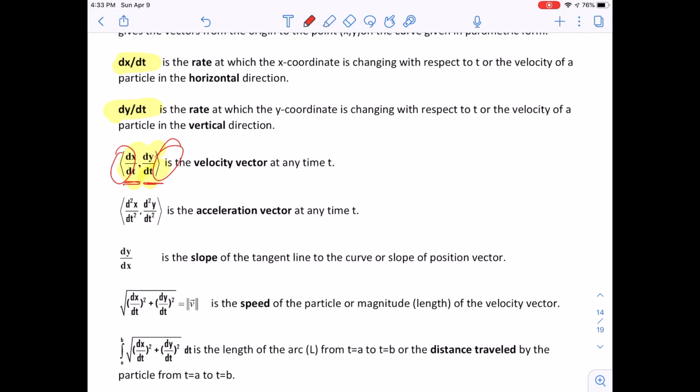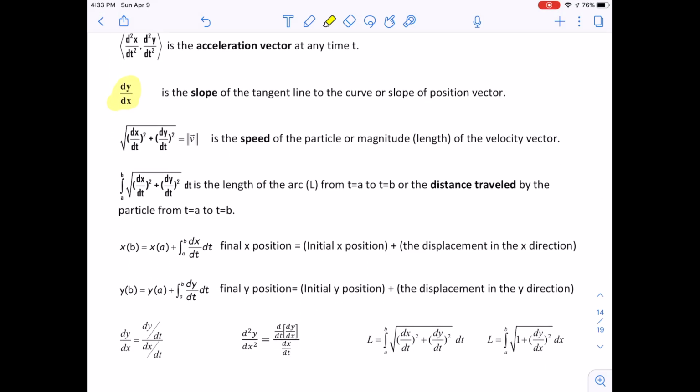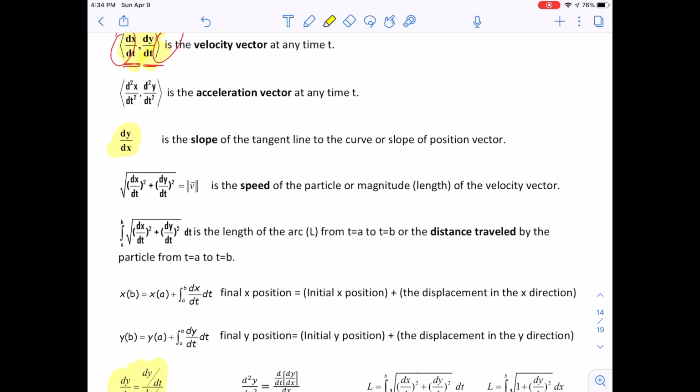Now, if you need to find the slope of the tangent line to the curve, that's going to be your dy/dx. Notice this is dy/dx, which is not dx/dt and dy/dt. You're getting rid of the dt's completely. The way we do that, you can see down here, I have it out of order here, your dy/dx is really going to be your dy/dt divided by your dx/dt. If you do the little fraction math and multiply by the reciprocal, the dt's are going to cancel out.